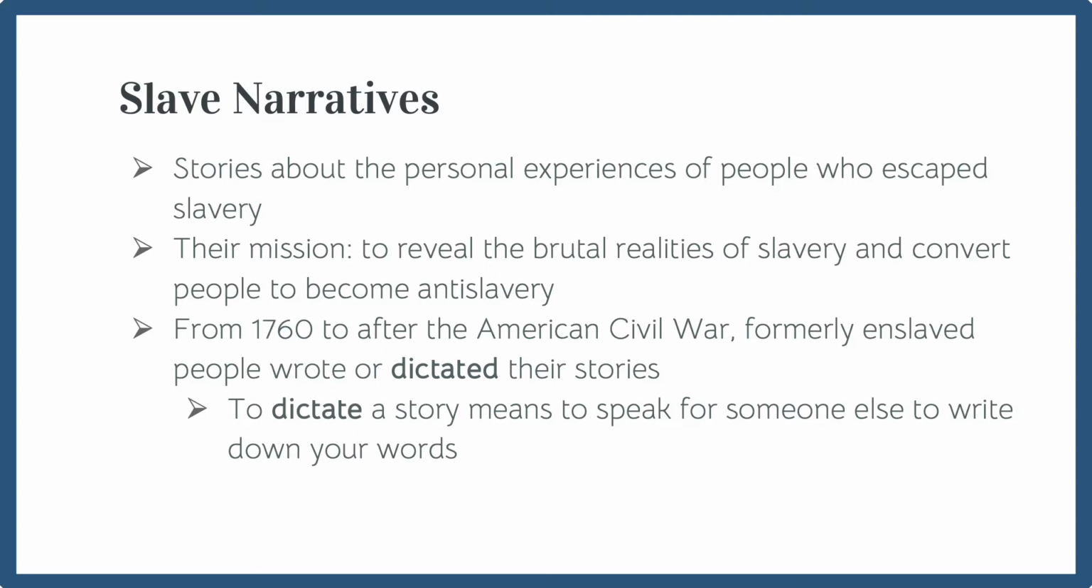From 1760 to the end of the Civil War in the United States, around 100 narratives of formerly enslaved people were published. At least 50 more people wrote or dictated their stories in books after slavery was abolished in 1865. To dictate a story means to speak for someone else to write down your words. Because learning to read and write was forbidden and cruelly punished by enslavers, dictating stories was common for many people who escaped slavery. Their narratives became very famous in the years leading up to the Civil War.